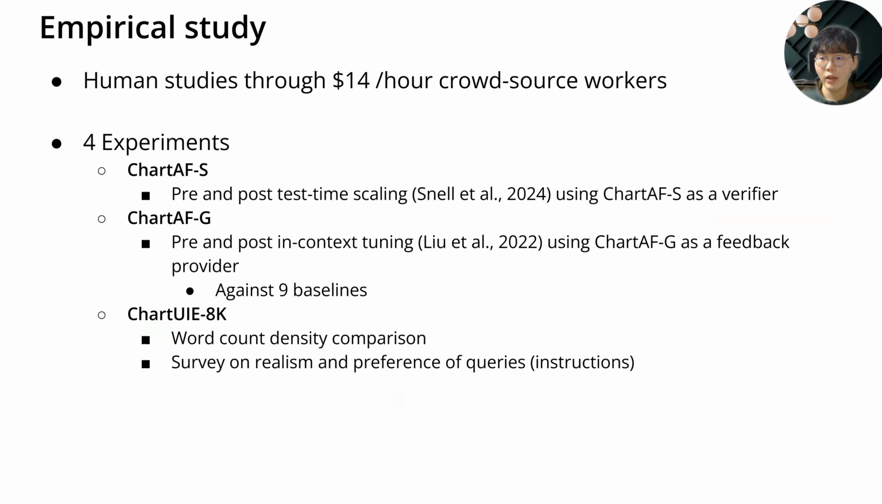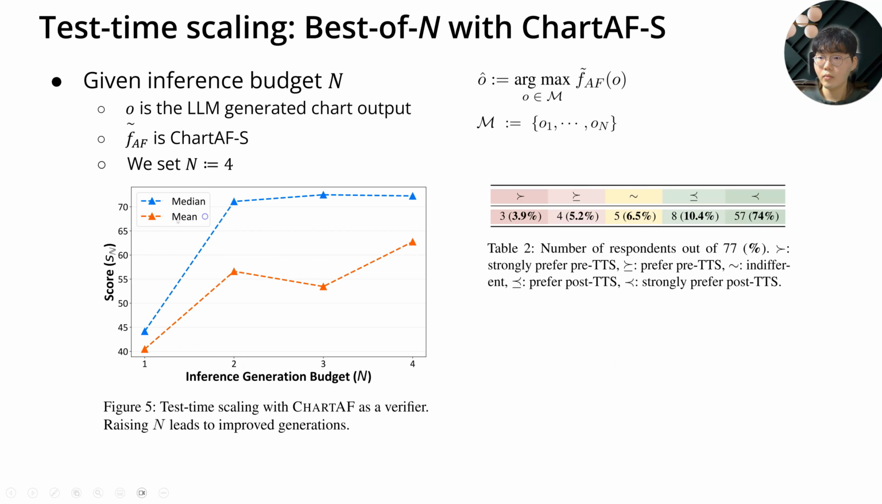Since we are evaluating an evaluation system, our studies are human-centric. We conduct 4 human studies. 1. Chart AF scalar scoring ability. 2. Whether its natural language feedback improves charts. 3. Comparing Chart UIE instruction length to real LLM user instructions. And 4. Whether users find Chart UIE realistic and preferable to existing datasets.